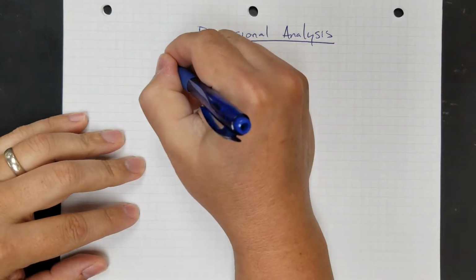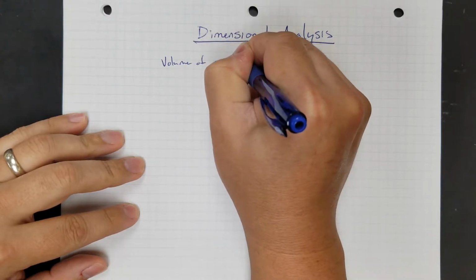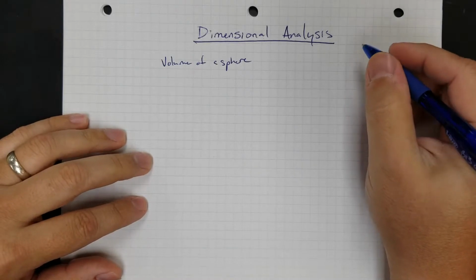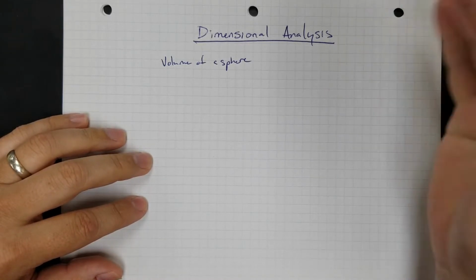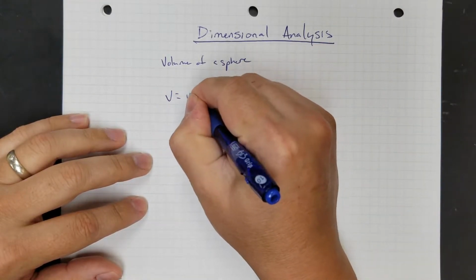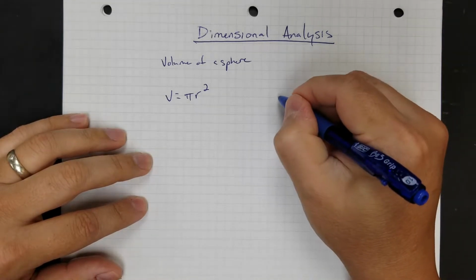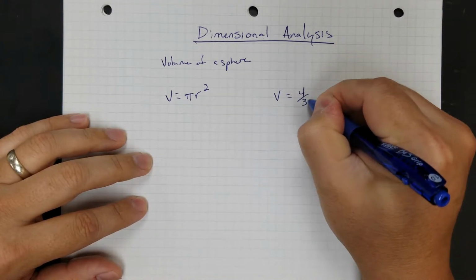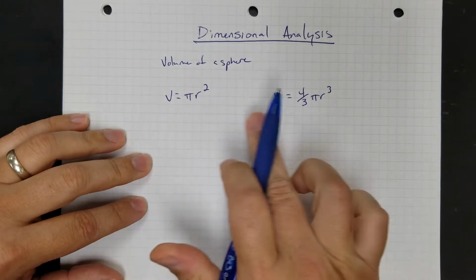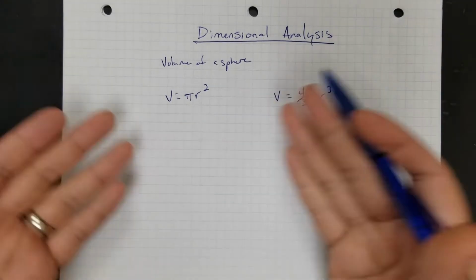Let's say I want to find the volume of a sphere, right? And I took geometry, and I remember there's two formulas that have something to do with circles and spheres. So I remember there's pi r squared, right? I remember that from geometry. And then there's also 4/3 pi r cubed, right? So I don't know which of these is the right formula for volume of a sphere, but I remember them. And so the question is, I want to figure out which one is right.